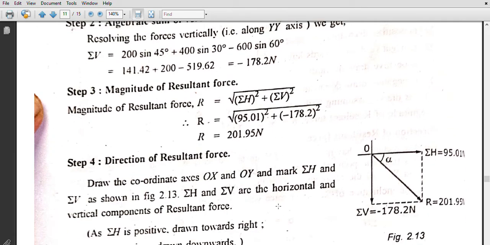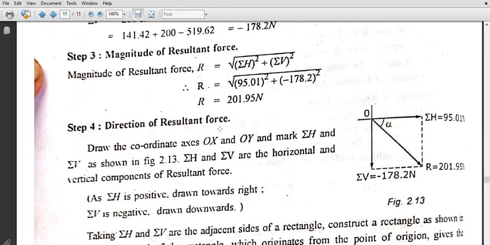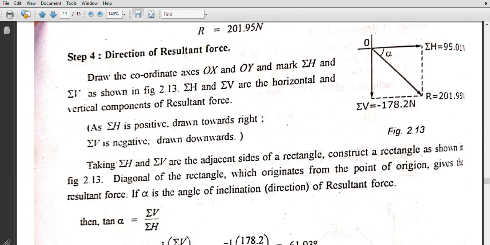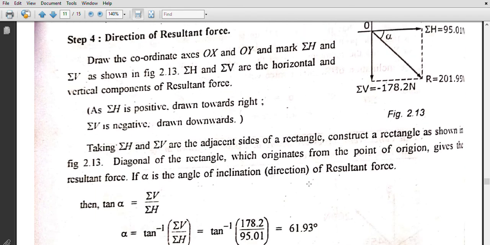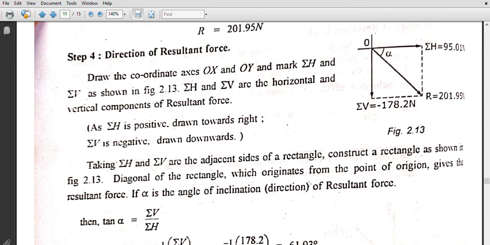Next, you have to find the direction of the resultant force. First of all, take a point O and draw a line to the right side for summation H, because summation H is positive, so 95. The vertical line from summation V should be downward, because it has the minus sign. The resultant force will be in between those horizontal and vertical forces, so you have to draw the resultant force here. Next, you have to find the angle between the horizontal force and the resultant force.